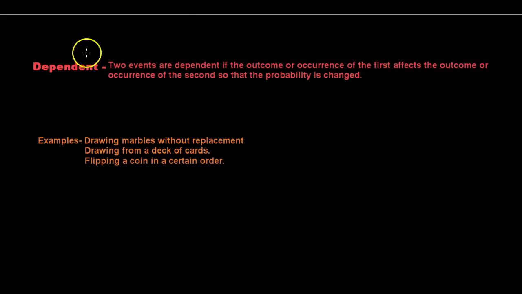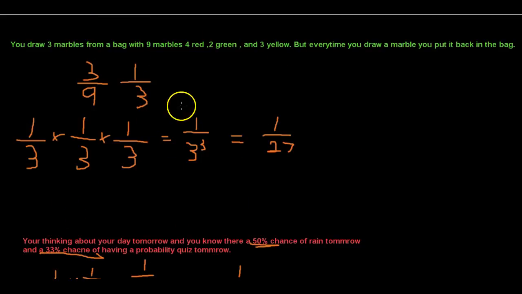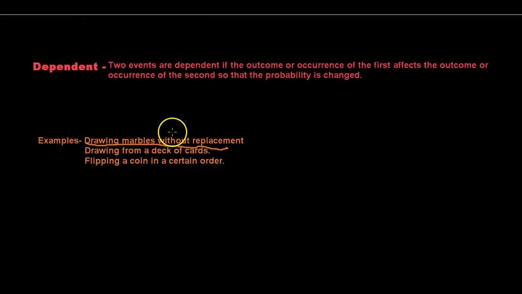So the definition of dependent is: two events are dependent if the outcome or occurrence of the first event affects the outcome of the second event. So that's saying that the probability has changed from this one. So let's use that marble example that we had, because this is a very good example. With that marble, in the first problem, we put the marble back. So that way it didn't change what we were doing.